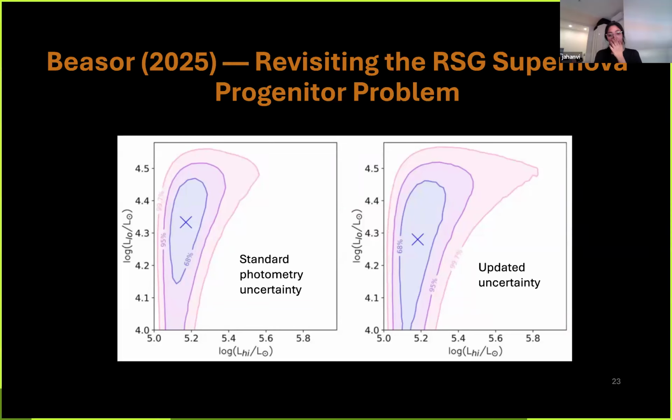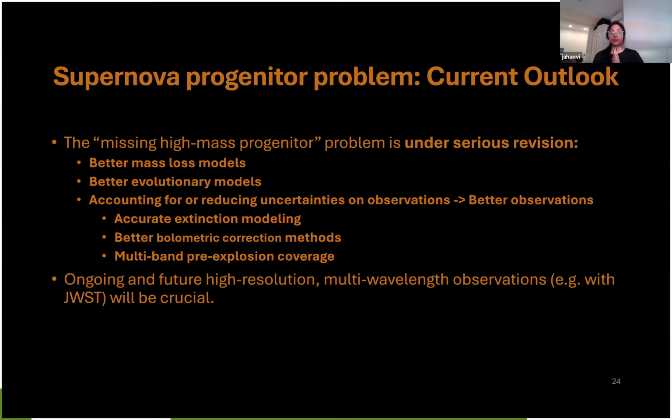Now, by both of these plots, the point she wanted to make is that maybe we are underestimating the errors that we get on the observations, which means that there are supernovas that have high mass red supergiant progenitors, but because we are not taking all the uncertainties into account, we are missing them basically. So she called it maybe an artificially created problem, not a real problem.